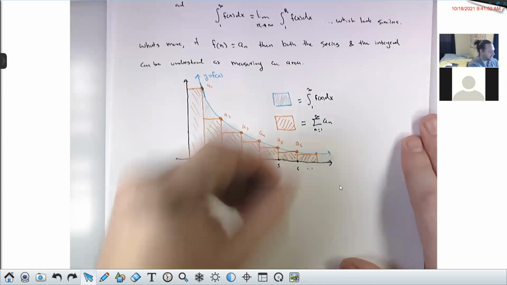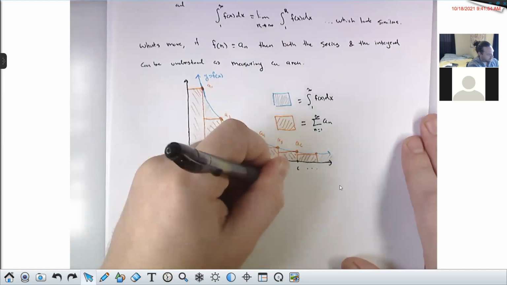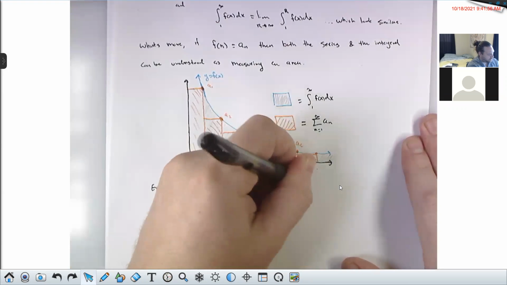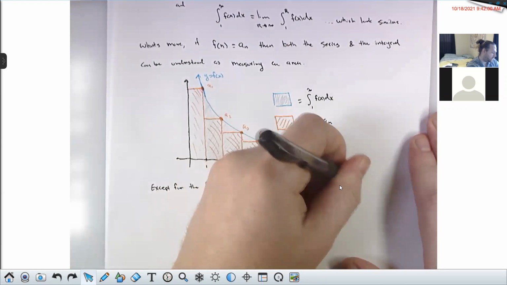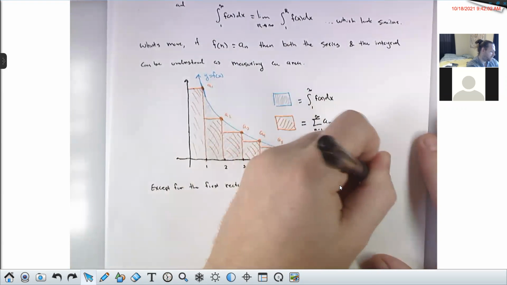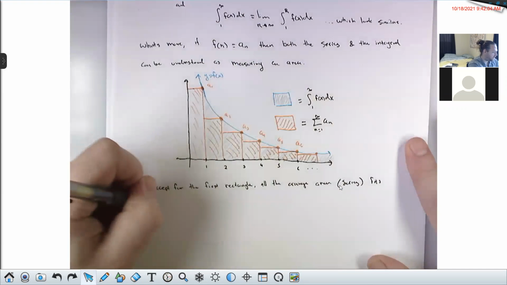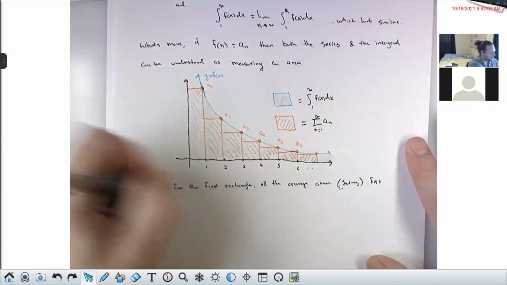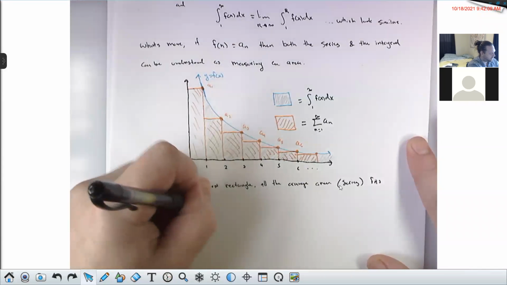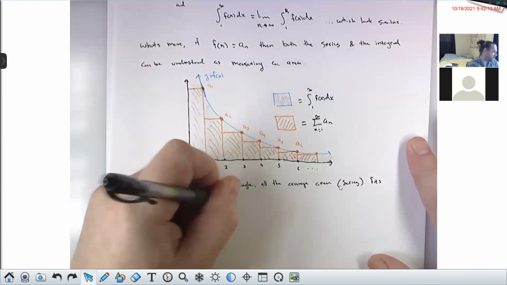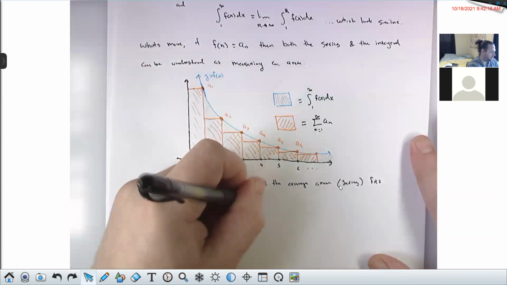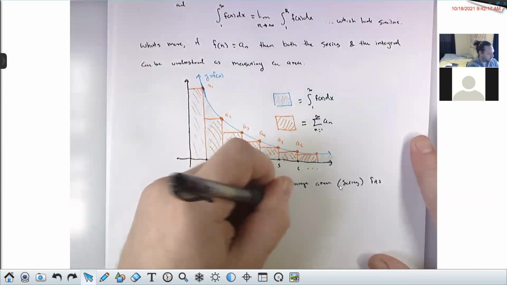Except for the first rectangle, all the orange area, which is the series, fits inside the pencil area, which is the integral.